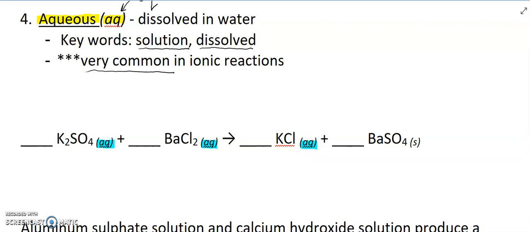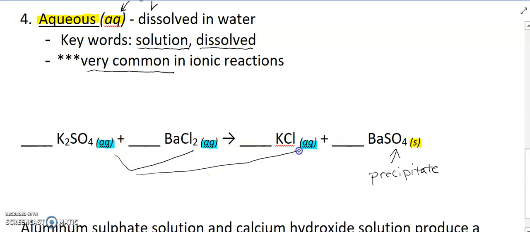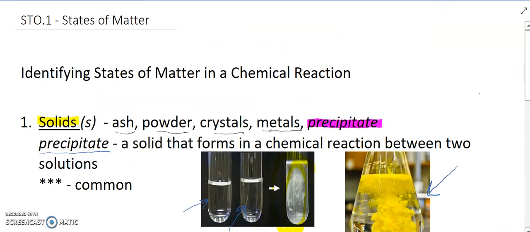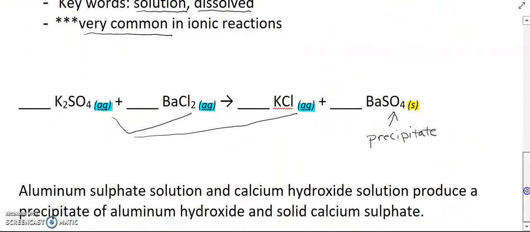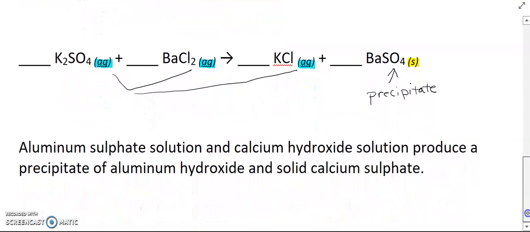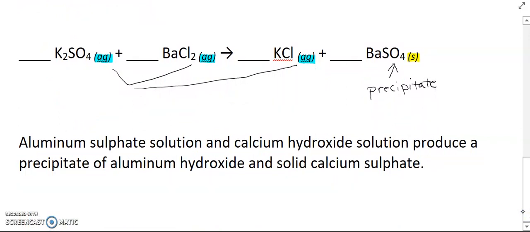The remaining product, this barium sulfate product, is going to be S, which means it's a solid, and this would actually be what we refer to as a precipitate, but we will get into that a little bit more later on in the term. So aqueous is going to be a very common state of matter that you're going to run into in a chemical reaction. The other way that you will see chemical reactions is in word equations, where you are supposed to identify what states of matter there are.